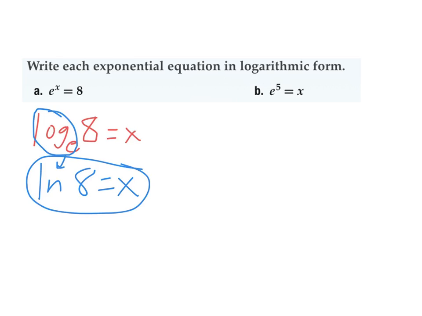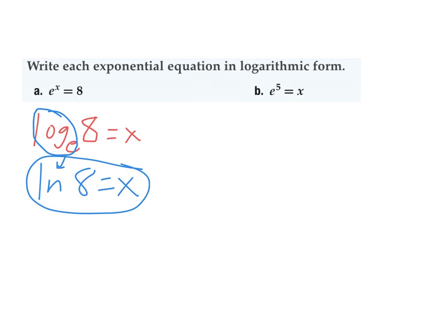Just like in the last section where we don't write the 10 for the common log, we just write the log without the base, the same thing is true for the natural log. We don't write the base when it's base e. Like I said, if you want to work through it that way first to arrive at this answer, you can. But eventually I want you to be able to transition from here to here. It doesn't have to be right away.